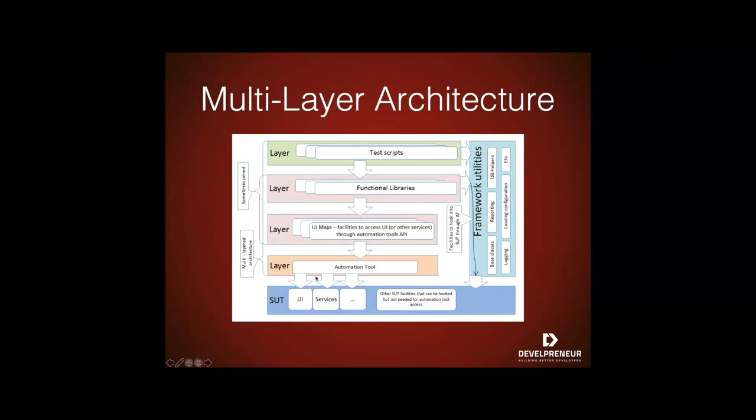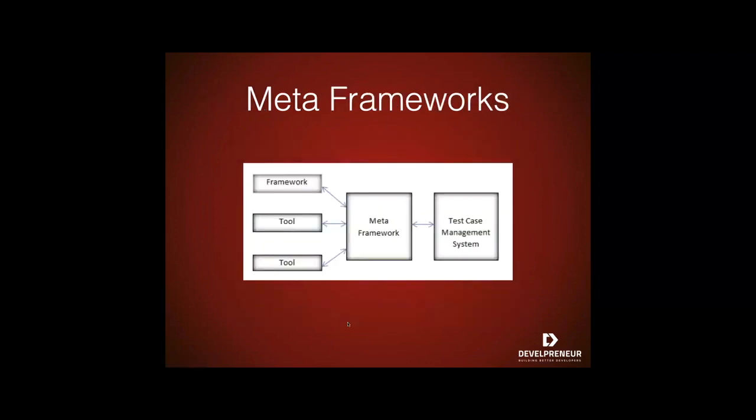And then finally at the bottom, you have your automation tool, which interacts with the services, the browsers, and the different components. And then looking at the meta framework, here you have your test case management system. You have the meta framework, which talks to your framework and your tools. And this way you can actually abstract the layer, allowing the separation between the different pieces.